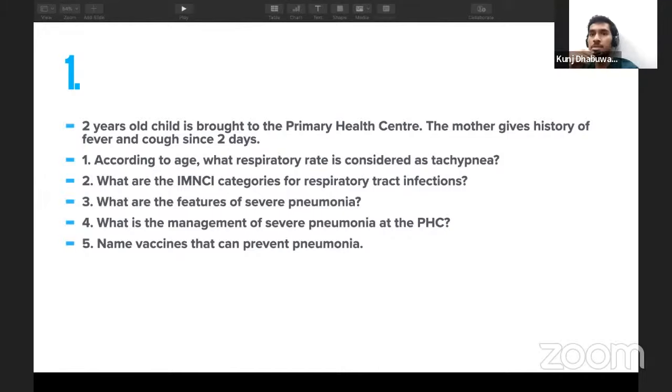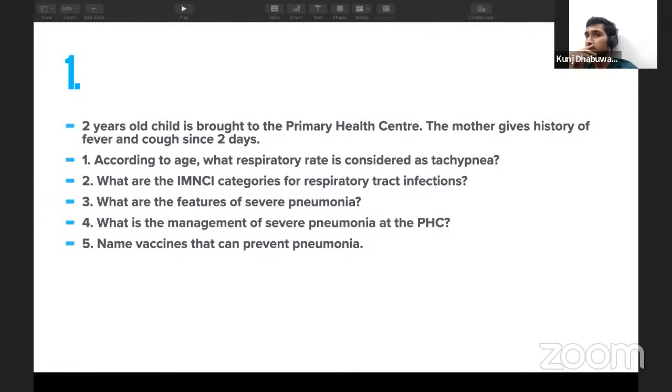There are three categories. One is pink, then yellow, and green. If there are any signs of grunting or any acute respiratory distress. Name the categories. You don't have to explain. Severe pneumonia, pneumonia, and no pneumonia. Right. What are the features of severe pneumonia?